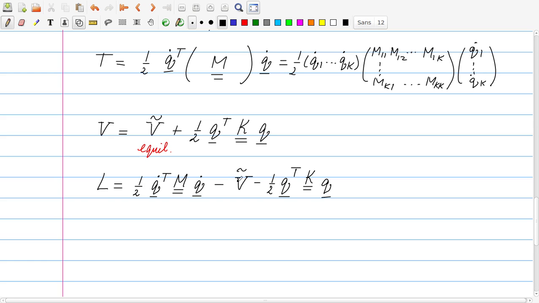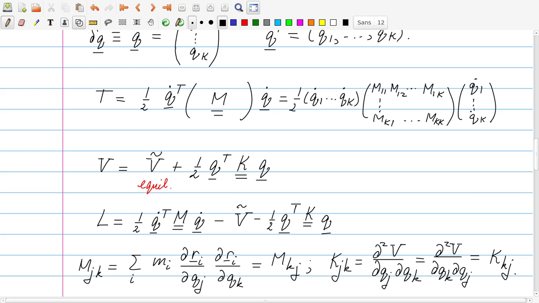So again, the V tilde is an irrelevant constant, and so the two important terms can be written as products between a row vector, a matrix, and a column vector. And so this is the starting point for working out the equations of motion. But before we do that, we realize first of all that these matrices are both symmetric.